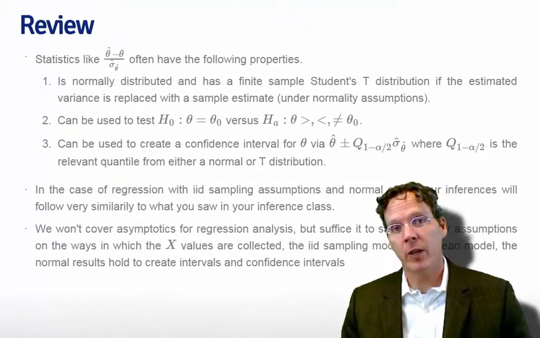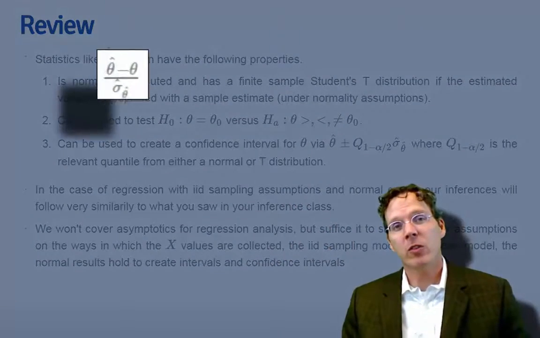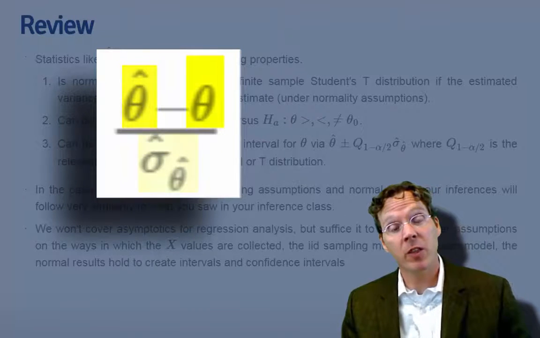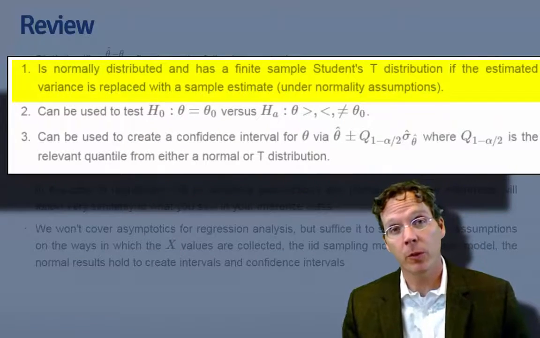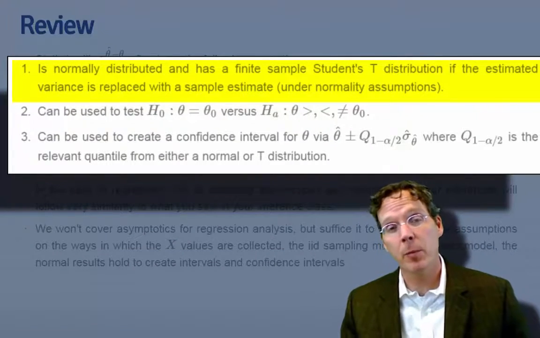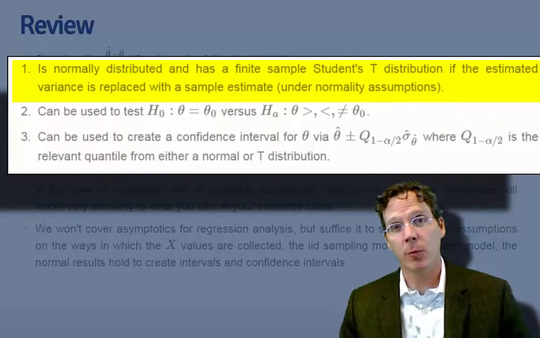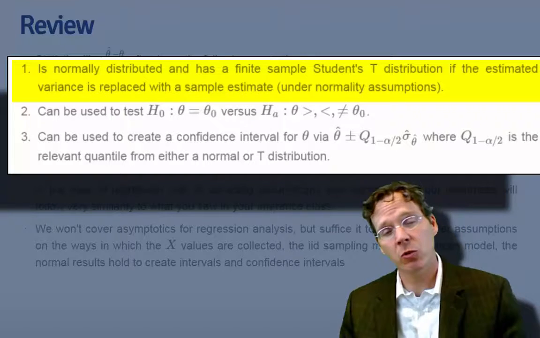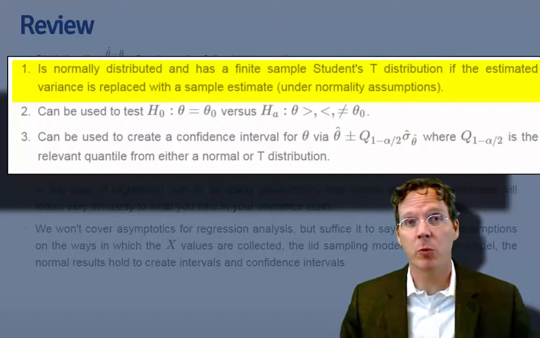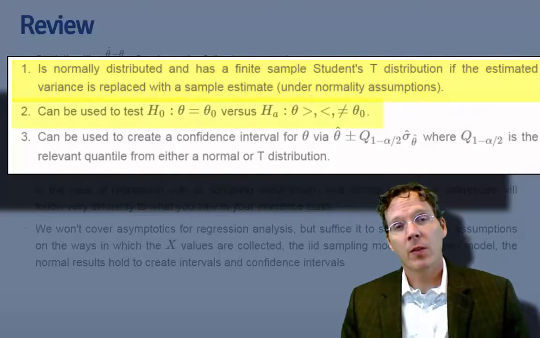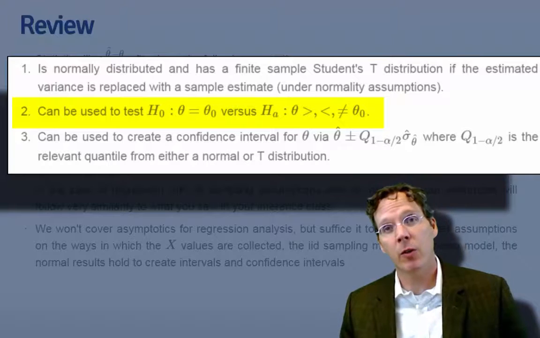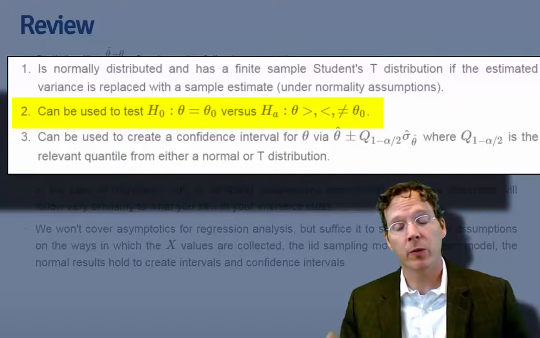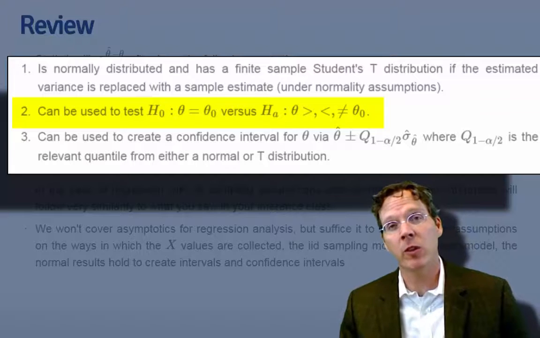Let's review a couple of concepts from statistical inference. First, statistics of the form theta hat minus theta divided by the standard error often have the following properties. First of all, they're often normally distributed. And for finite samples, if we replace the variance with the estimated variance, they often have a t-distribution. And we'll see this is true in regression context under the assumptions we've made. This statistic can be used to create hypothesis tests of theta being a particular null value versus one of the logical alternatives of it being less than or greater than or not equal to this null value.